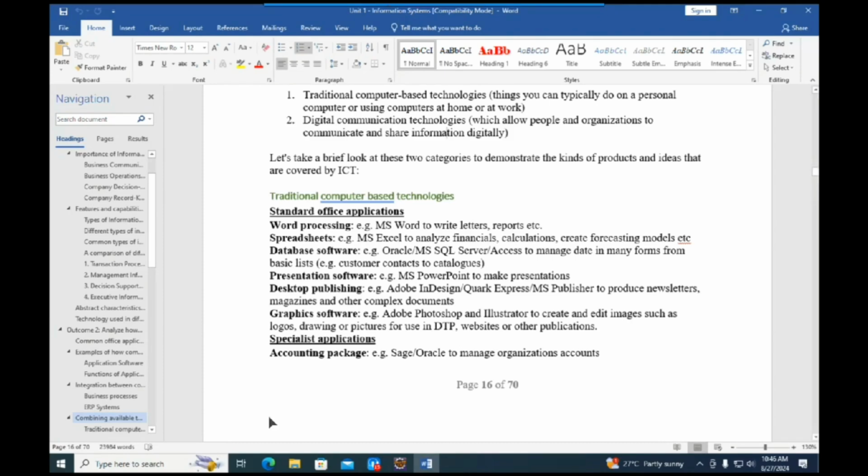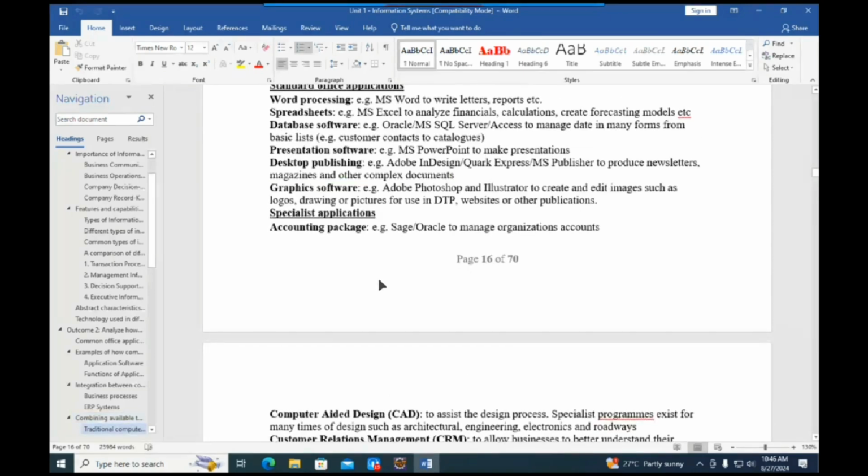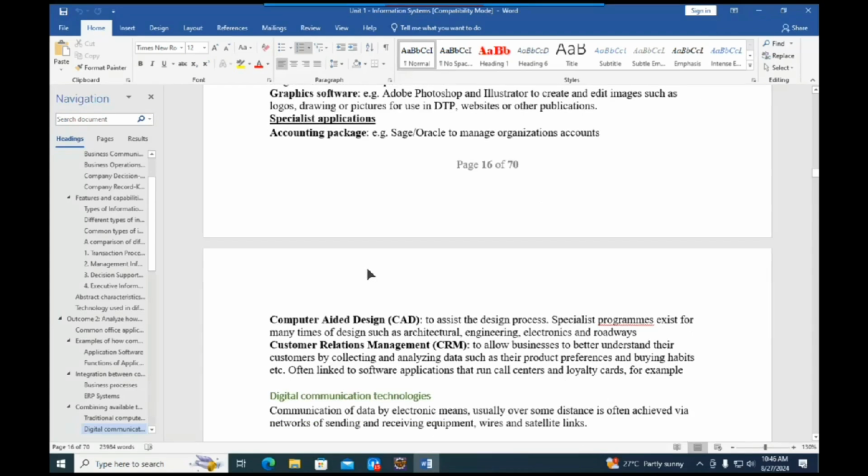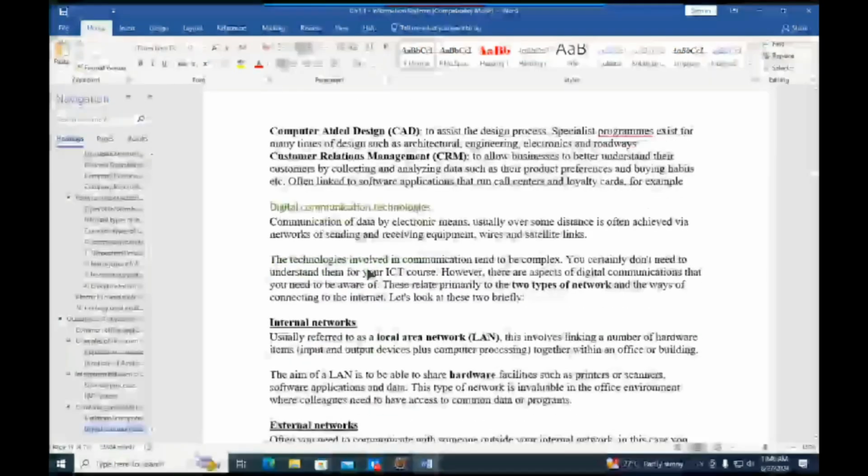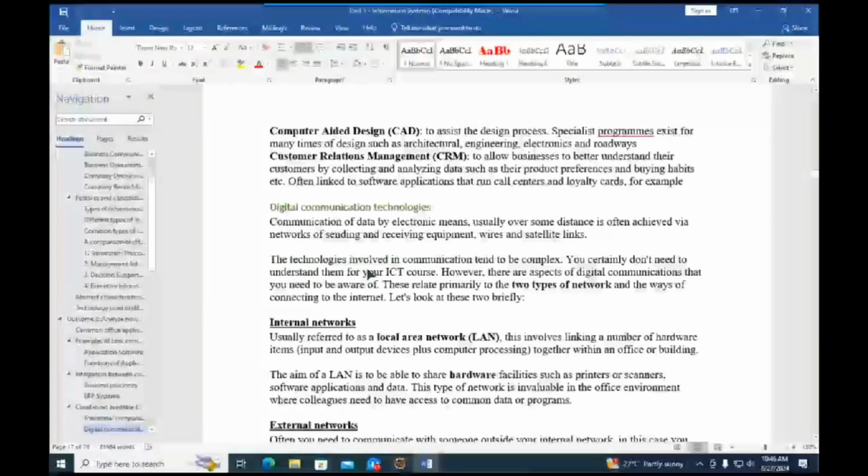Now, we are also talking about some specialist applications. We have applications like Sage, that is for accounts, and even Oracle, that is used to manage the organization's accounts. We have other, we call computer aided design, the CAD, that are normally used in the design processes.